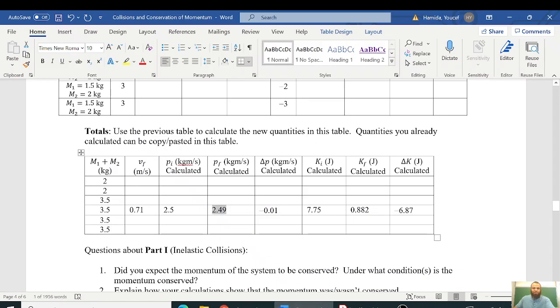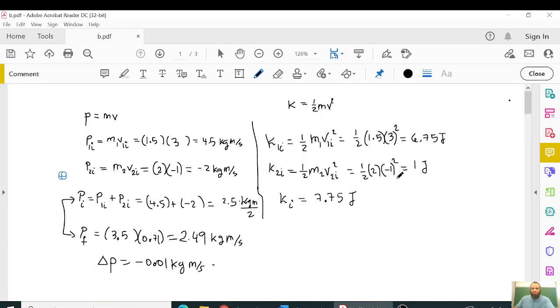Momentum will be conserved if there is no external force. Energy will not, because the final energy compared to the initial energy will be fairly different. Remember, we got 7.75 for the initial energy. Let's see what we get for the total energy afterwards. Let me use a different color here. Let's see what the final energy is after the collision.